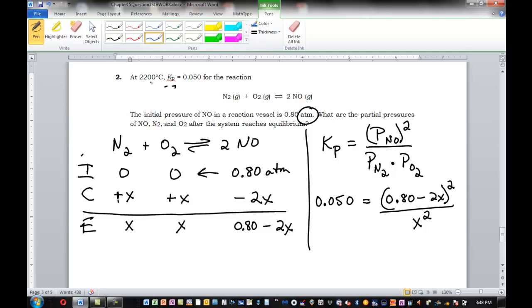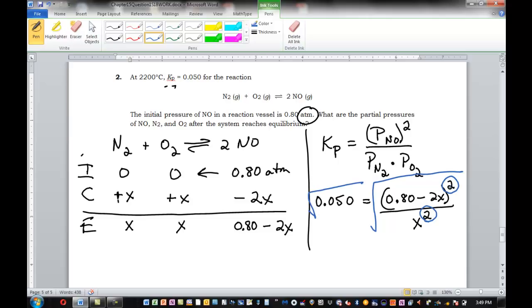Let me switch pen color here. We have a squared term in the numerator. We also have a squared term in the denominator. Oh, that's kind of nice. Since those are both squared, we can take the square root of that. Now, since we took the square root of that side, we have to take the square root of the other side of the equation as well.